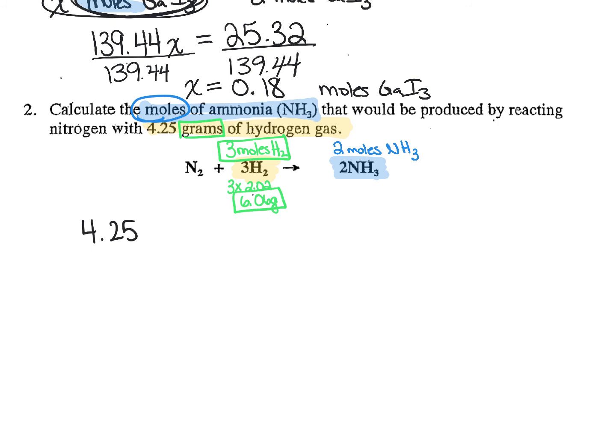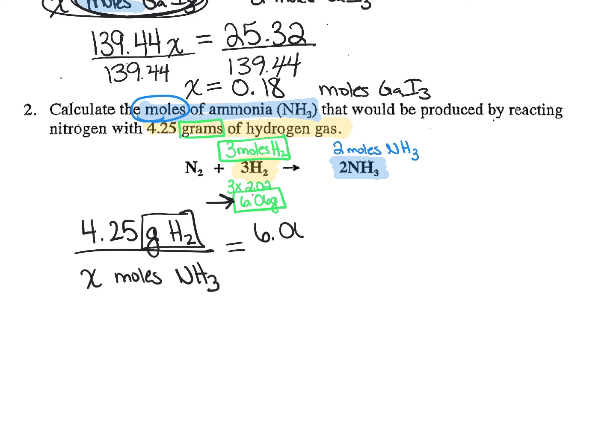I'm given 4.25 grams of hydrogen. I want to find out how many moles of ammonia that is. So everything I know about hydrogen goes on the top. Since I am given grams of hydrogen, I want my grams of hydrogen from the recipe on the top. So 6.06 grams of hydrogen. On the bottom, I'm being asked about moles. So I'm going to put on the bottom my moles from the recipe that I know about ammonia.